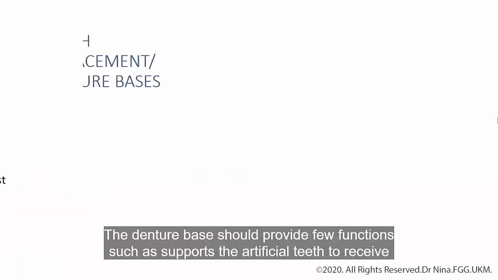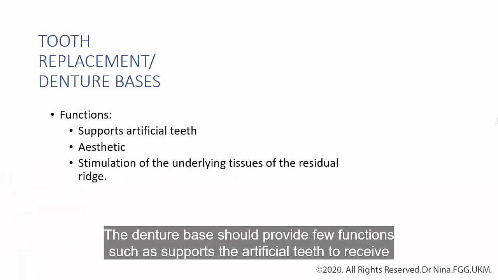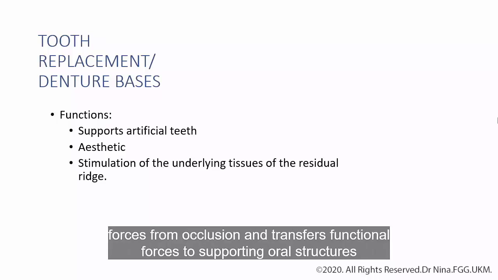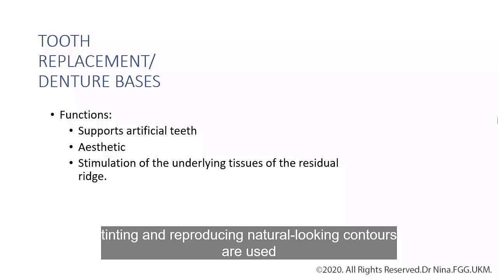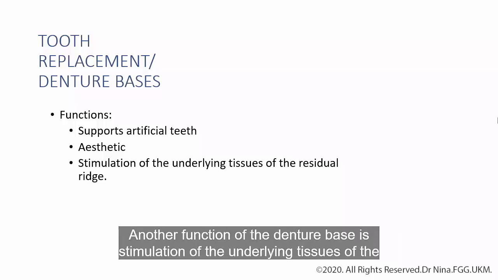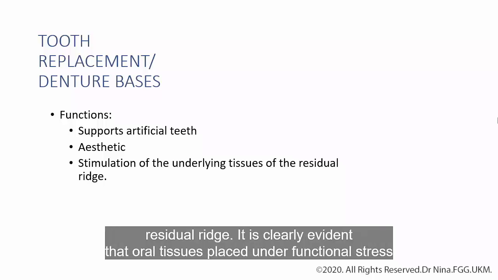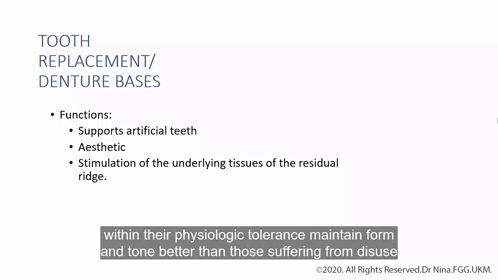The denture base should provide a few functions, such as supporting the artificial teeth to receive forces from occlusion and transferring functional forces to supporting oral structures. It may also add to the cosmetic effect of the replacement, particularly when techniques for tinting and reproducing natural-looking contours are used. Another function of the denture base is stimulation of the underlying tissue of the residual ridge. It is clearly evident that oral tissues placed under functional stress within their physiologic tolerance maintain their form and tone better than similar tissues suffering from disuse.